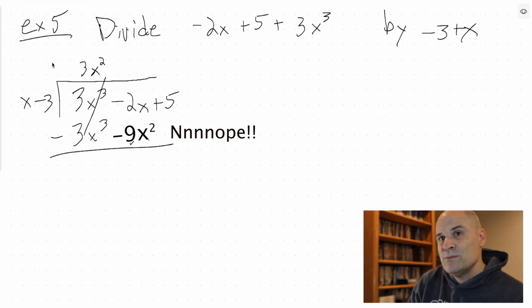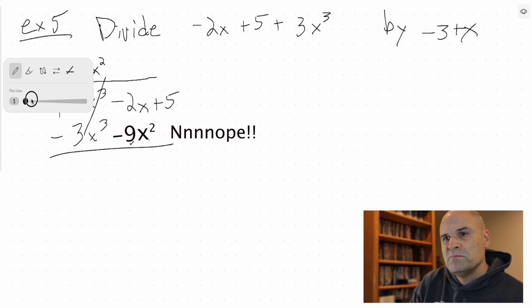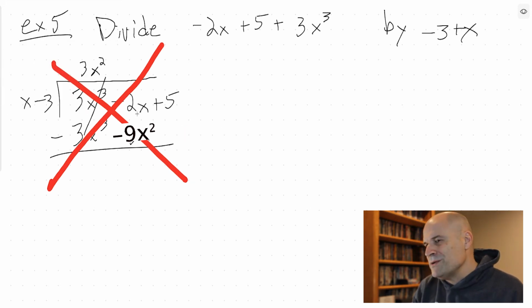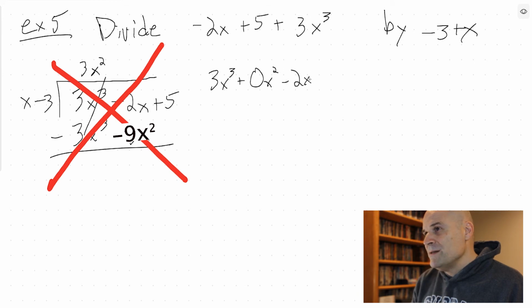So this doesn't work. So I'm going to get my big red pen of death out here. Maybe make it a little bit thicker. And I'm going to say, no, that doesn't work. Okay? So let's figure out what does work. I'm going to try to rewrite this like this. I need to include all the terms that are missing. So 3x cubed plus 0x squared minus 2x plus 5. And I'm dividing everything by x minus 3.